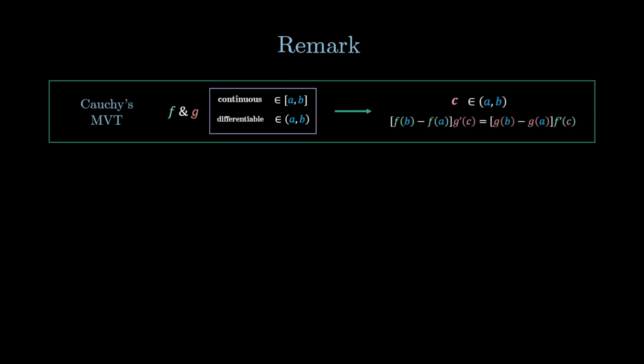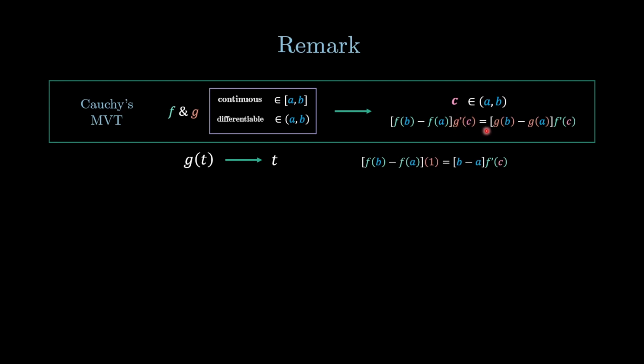Let's recap. For Cauchy's mean value theorem, we stated that if we had two functions f and g, such that they were continuous on closed interval a to b and differentiable on open interval a to b, then there existed at least one point C in that interval, such that we had this equality. Now, if in this theorem we let g of t go to t, we'd realize that our equality would reduce to this.